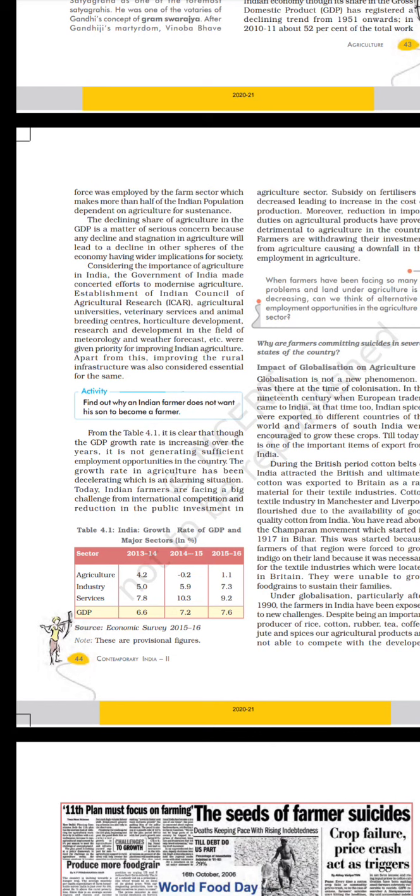Why are farmers committing suicides in several states of the country? Impact of globalization on agriculture.